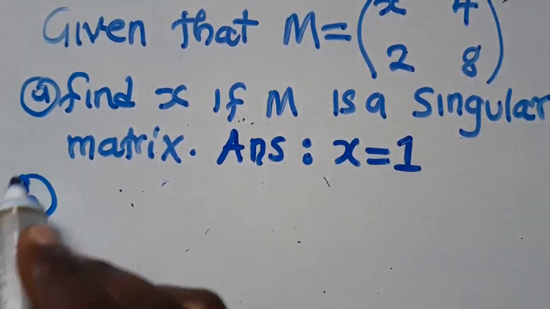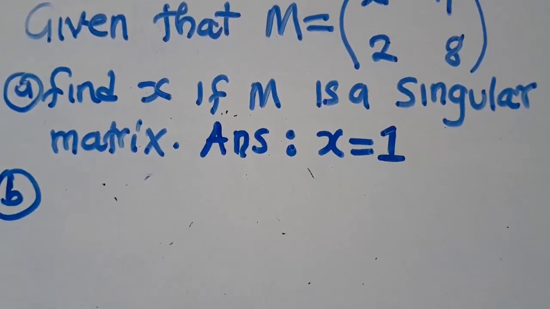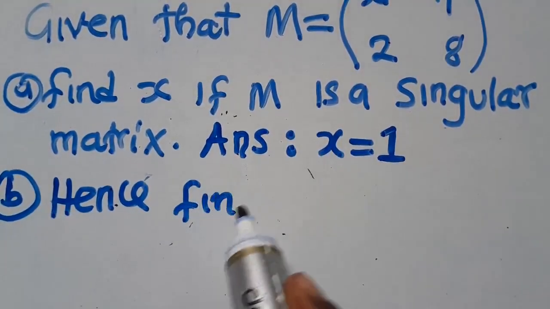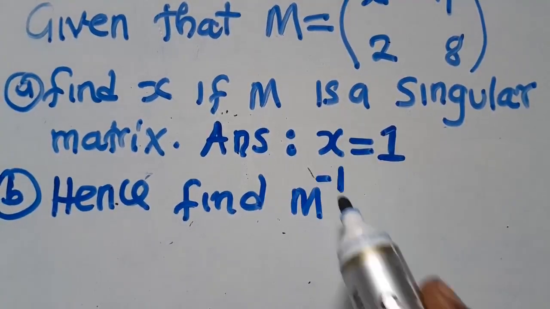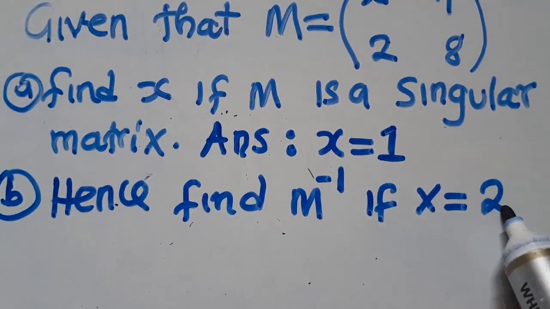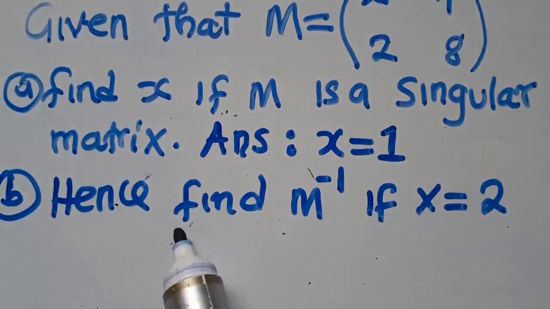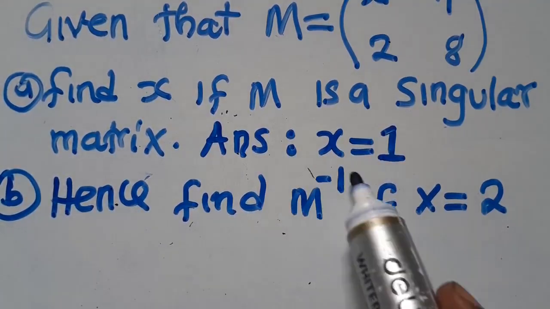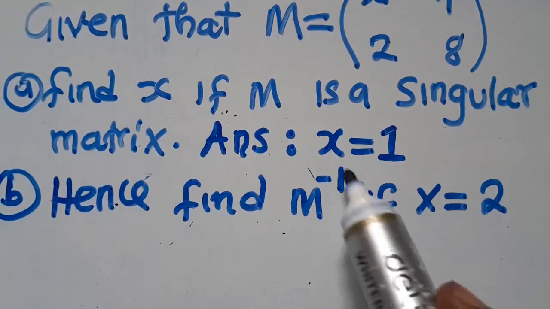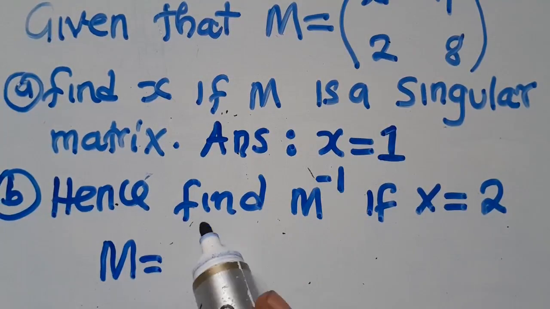Then we move to B, the next question. After you find the value of x, the question was, hence find M to the power negative 1 if x is equal to 2. This is how the question is. You are told to find the inverse. I told you that whenever you see M to the power negative 1, they are just talking about the inverse. So you are told to find the inverse of that. What is the matrix M? Matrix M is equal to like this.